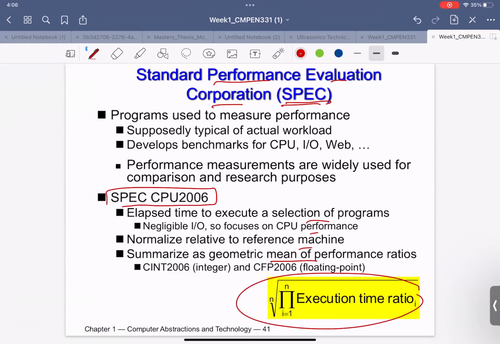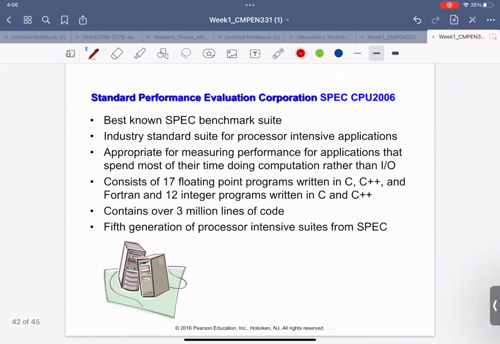At the very end, calculate the square root of all of the geometric mean of the execution time ratio, as you can see from here. So with this SPEC CPU 2006, this is a well-known benchmark. I just would like to highlight a couple of things: this consists of 17 floating point programs written in C or C++, 12 integer programs written in C or C++, and has 3 million lines of code.